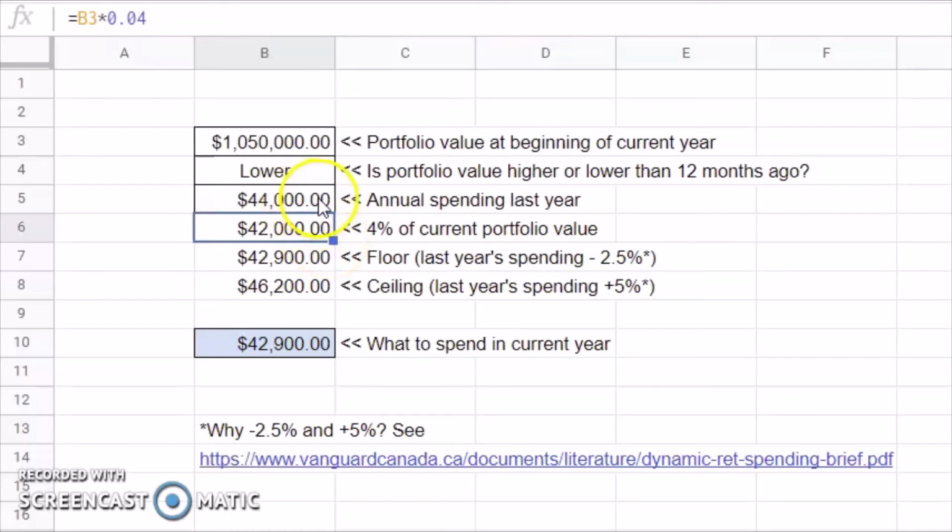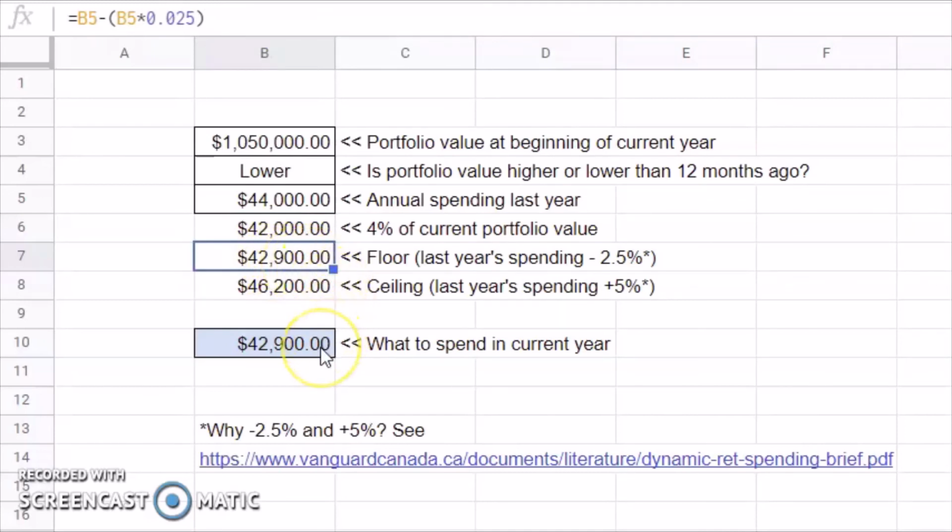Do they need to cut their retirement spending for the next year by $2,000? Well, when we look at the floor amount that's computed, so that's last year's spending minus 2.5% of last year's spending, we see that the floor amount is $42,900. So while 4% of the current portfolio value is $42,000, the retiree does not need to cut their spending quite that much because the floor value is $42,900.